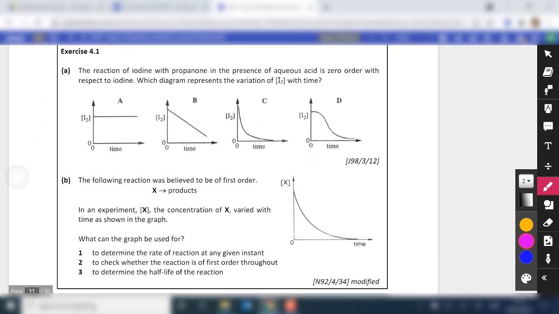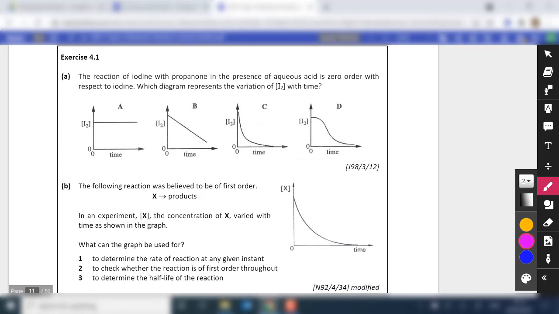So we'll quickly look at exercise 4.1. Over here, we were told that the reaction of iodine with propanone in the presence of aqueous acid is zero order. Which diagram represents the variation of I2 with time? It's clear cut, the question already tells you the order of reaction with respect to iodine is zero.